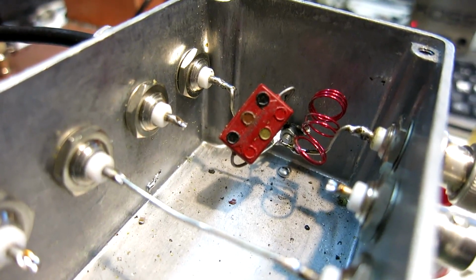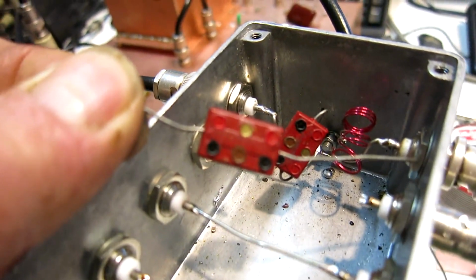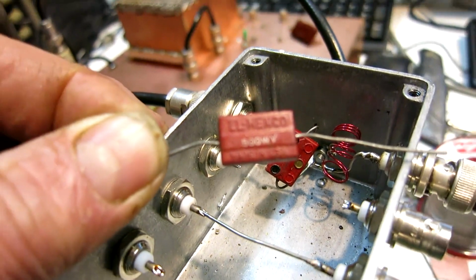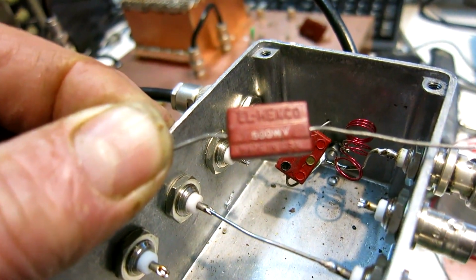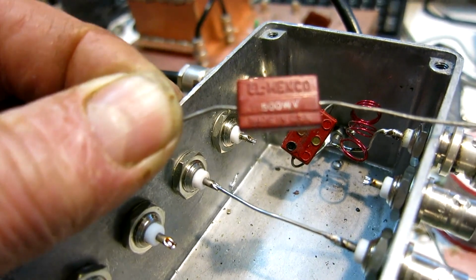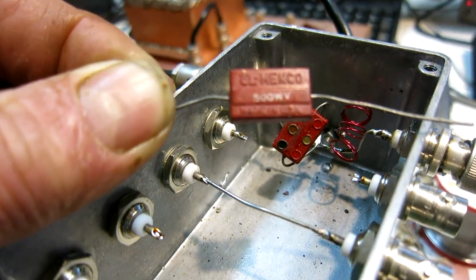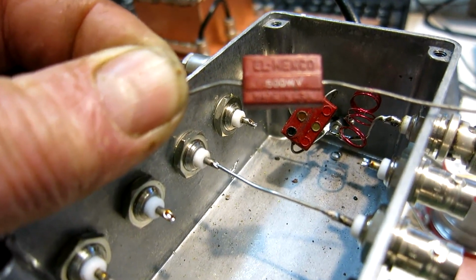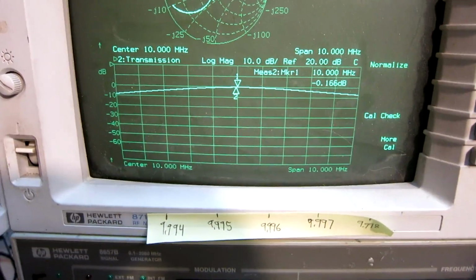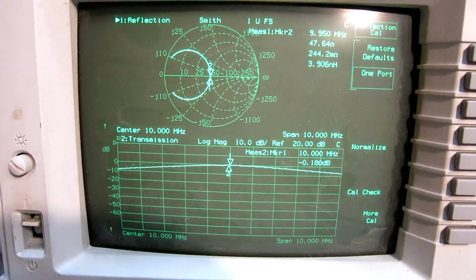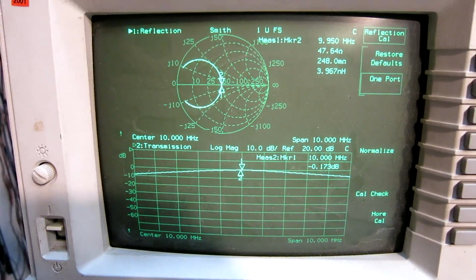This is a Mica capacitor. It's one of these, and on the other side I can see the manufacturer, and it says 500 volts working voltage, made in USA. The losses are fairly low, so the impedance is very close to 50 ohms.